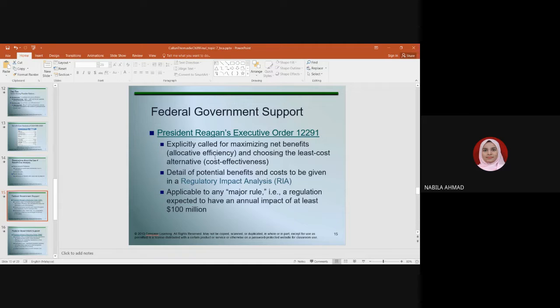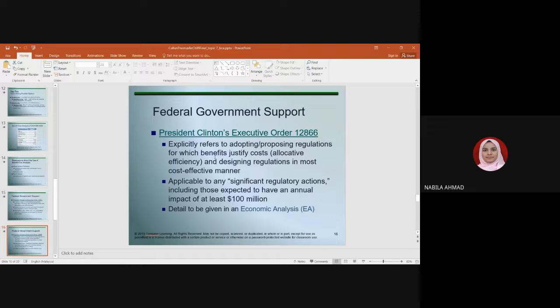And so apakah ini pula adalah jenis-jenis ataupun kita kata government punya support to the benefit and cost analysis ini, right? So we have this one, the President Reagan's Executive Order 12291. So this one adalah under this kita ada regulatory impact analysis. So explicitly call for maximizing the benefit, allocative efficiency and choosing the least cost alternative or cost effectiveness. Yang ini under the US government punya policy lah. Okay, yang mengguna pakai the benefit and cost analysis.